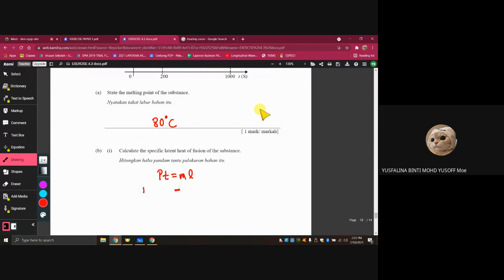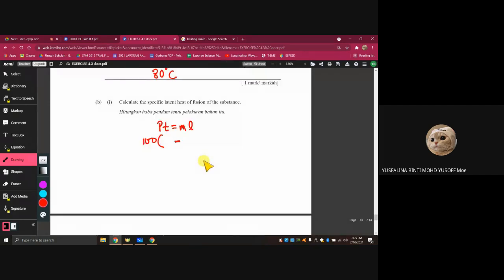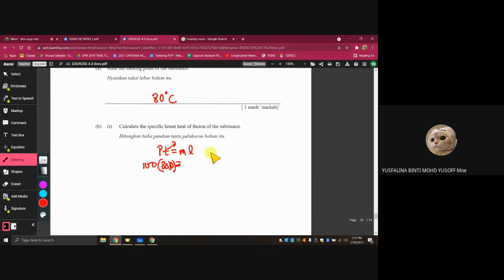So P is 100, and the time is taken from here to here, so 1000 minus 200, you will get 800, and this one must be in seconds. And the mass here, what is the mass? The mass is 0.5. And you have to find the L here. So 100 times 800, and divide by 0.5, you will get 1.6 times 10 power of 5. What's the unit? J kg negative 1.